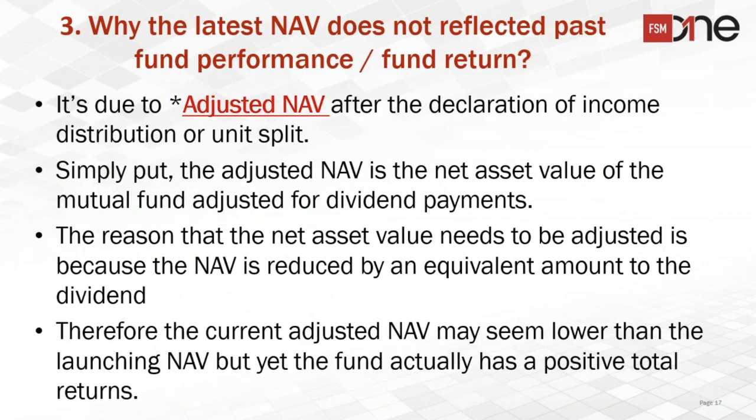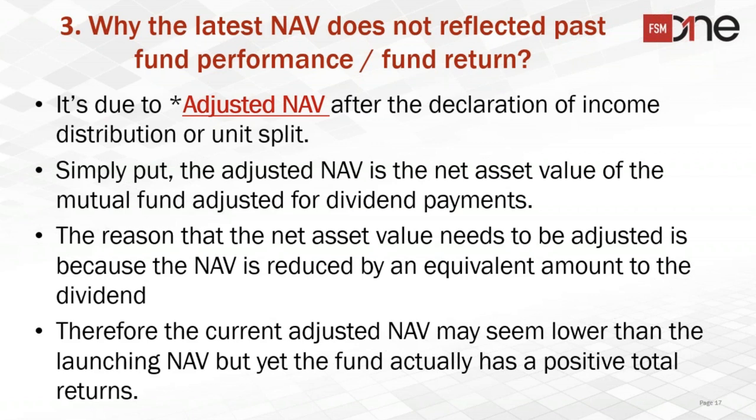So the third misconception of the NAV. I believe some of you might have experienced the scenario below. When you research a fund, the price of some funds when first launched is 50 cents. But when you check the latest NAV, maybe its price is 40 cents. So by right, it should be making losses because the launch price is 50 cents and the current price is 40 cents. But when you check the past performance, the fund is actually making a profit return. Do you know why?